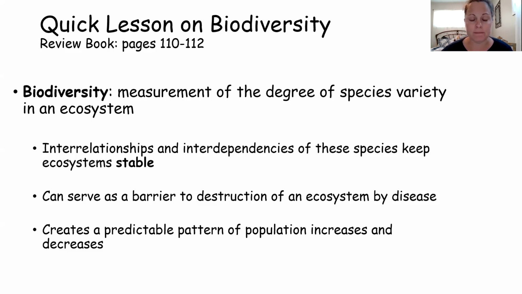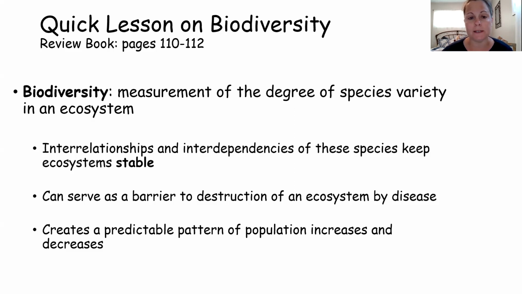More biodiversity, more stability. This stability allows the ecosystem to survive by acting like a barrier to destruction of that ecosystem by disease or invasive species coming in. So an ecosystem is less likely to collapse due to disease if it has a lot of variety in it. This creates a predictable pattern of population increases and decreases over time to keep an ecosystem stable.